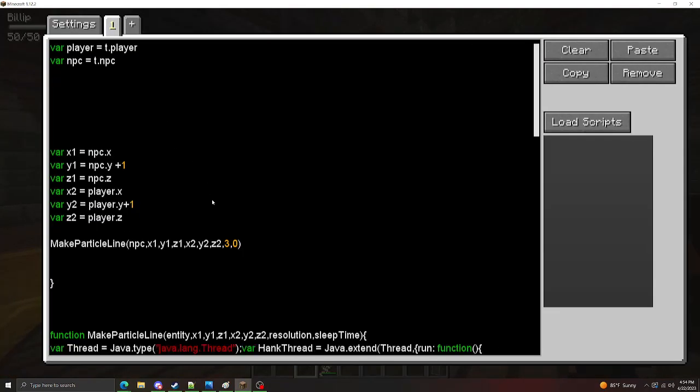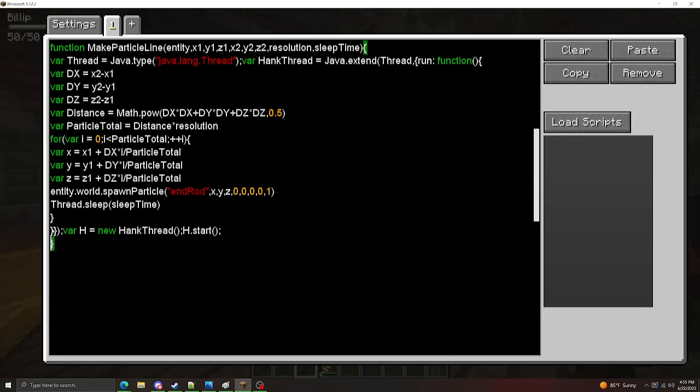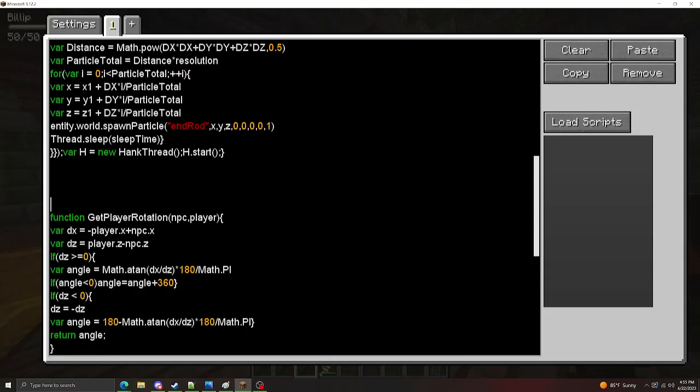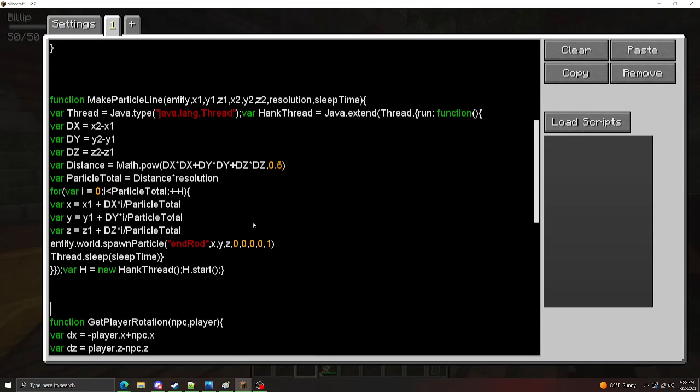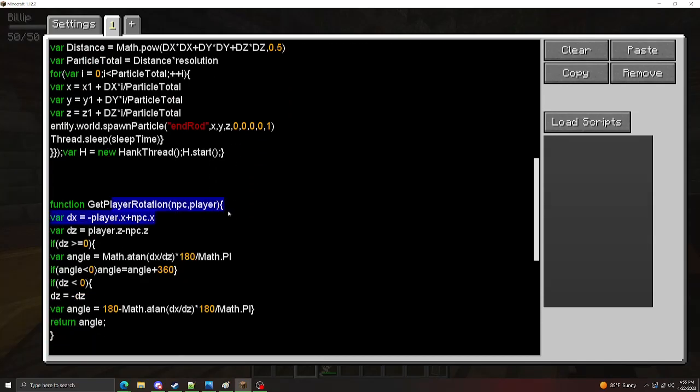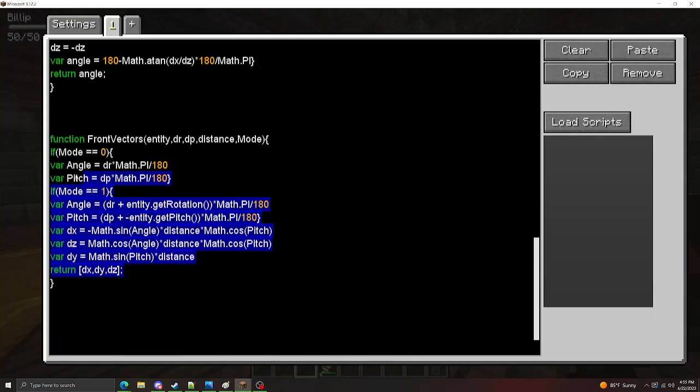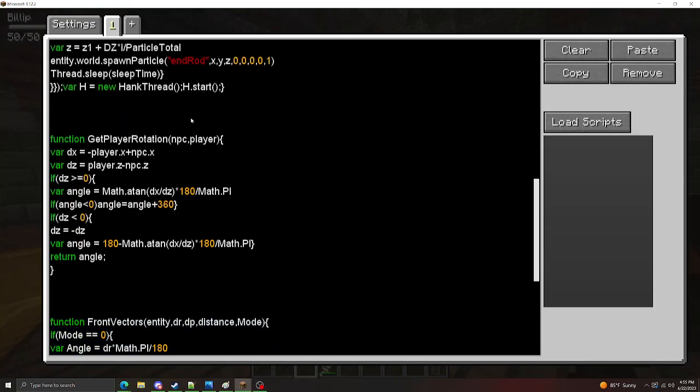So there we go. Those are our 3 functions. We have make particle line for making a line of particles. We have get player rotation for getting a rotation vector in the game world space between 2 entities. Doesn't necessarily have to be an NPC and a player, it could be any 2 entities. And then we have our front vectors function for getting us points in 3D spherical space and giving us the components needed to reach those points in the Minecraft XYZ Cartesian space.